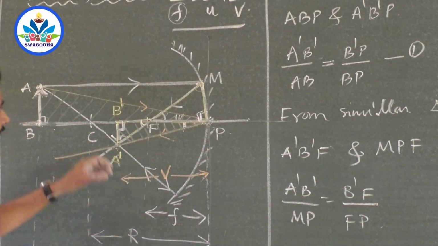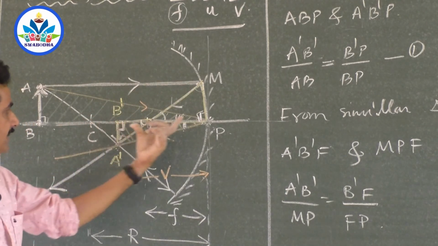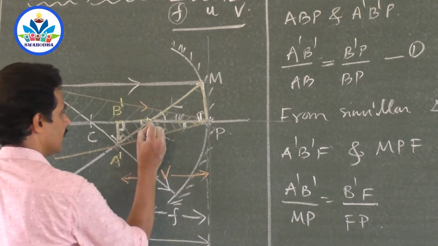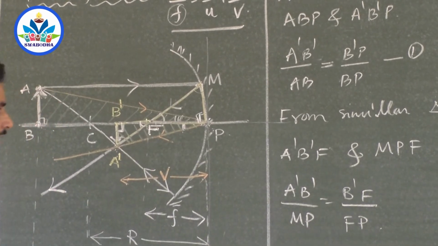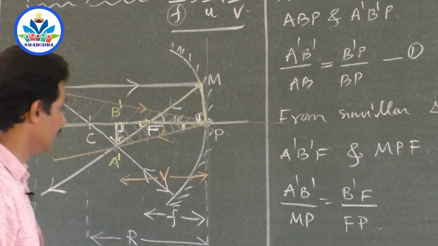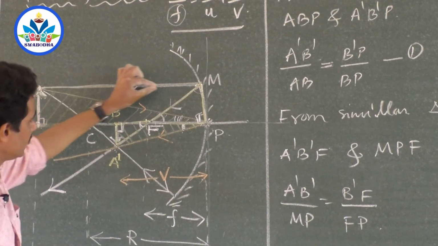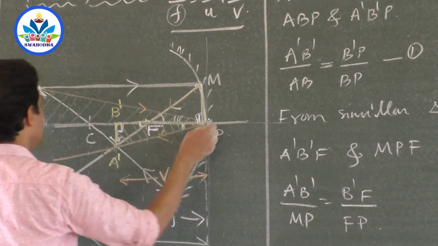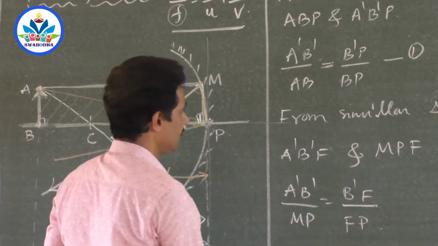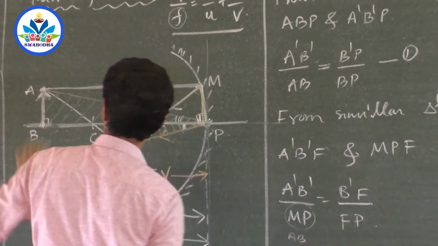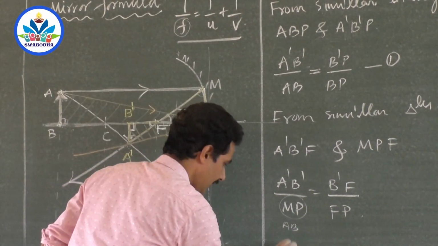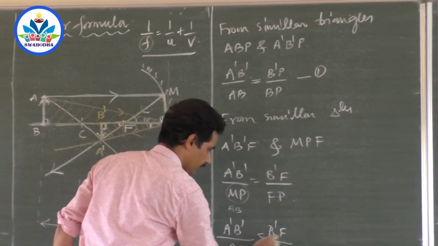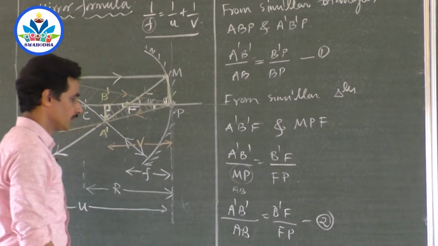So in similar triangles, how much larger this is corresponding to this, the same number of times this should be larger than this. So A dash B dash by MP must be equal to B dash F by FP. Okay, this is the second equation. Now, this MP is a ray incident parallel to the principal axis. So what about this side? If these are parallel, MP and AB are equal. So shall I replace MP with AB? Because this side and this side should be equal. So A dash B dash by AB must be equal to B dash F by FP. Equation 2. So a small change here, right? This you have to remember.